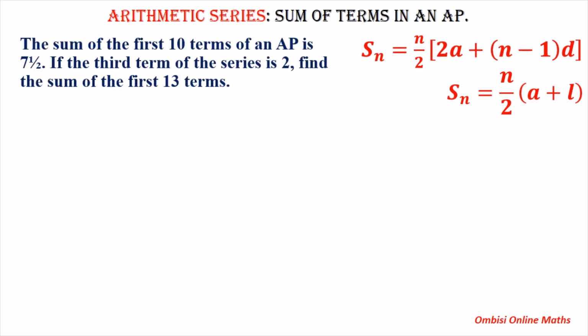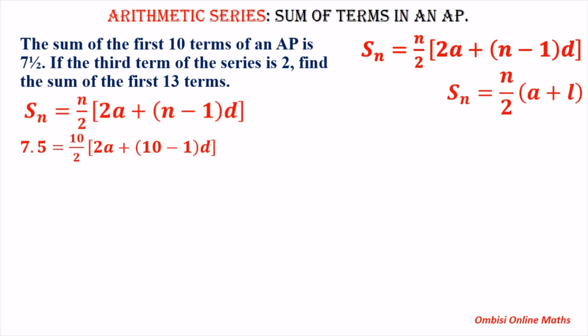And the next question says, the sum of the first 10 terms of an AP is 7.5. If the third term of the series is 2, find the sum of the first 13 terms. Now, we know that to find the sum of n terms of an AP, we use this formula. Now, equating the value of n equals 10, we've also been told the sum is 7.5. So you have that 7.5 equals 10 over 2 into brackets 2a plus into brackets 10 minus 1 d, because the value of n is 10 and the sum of n terms is 7.5.